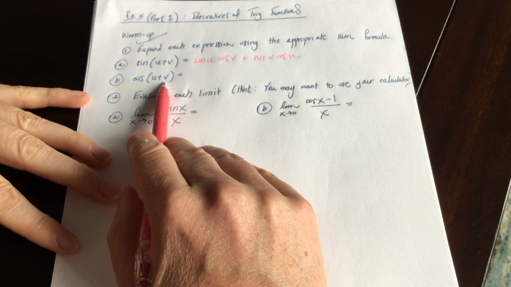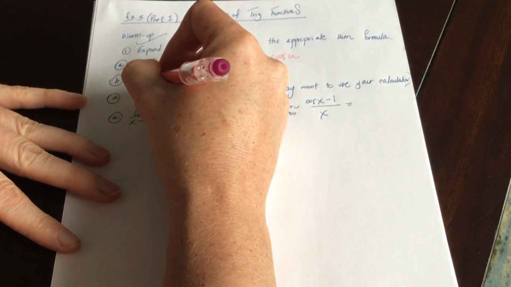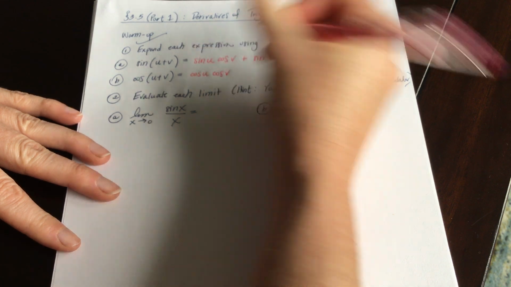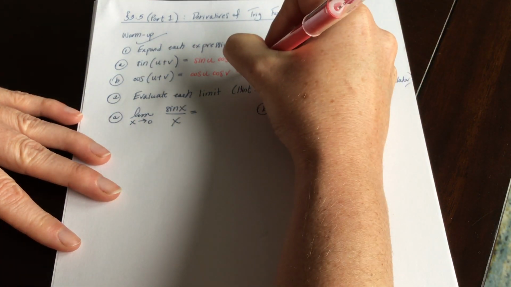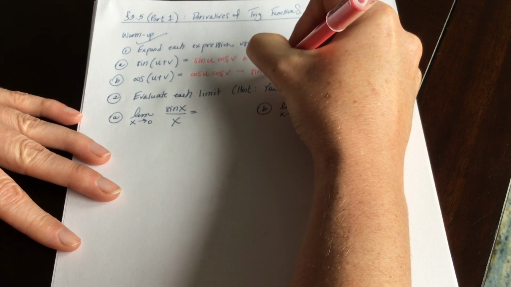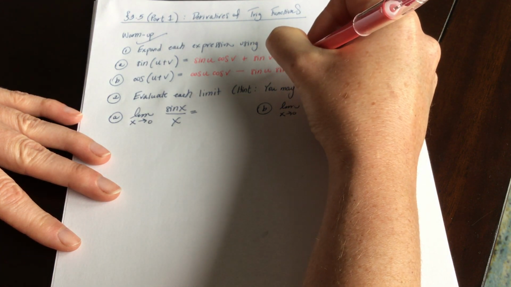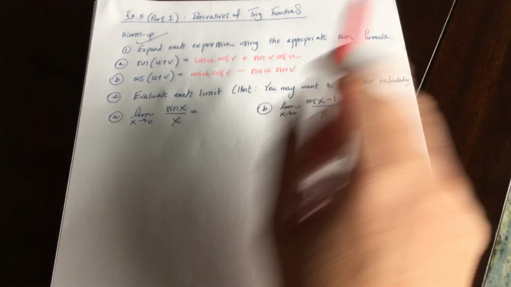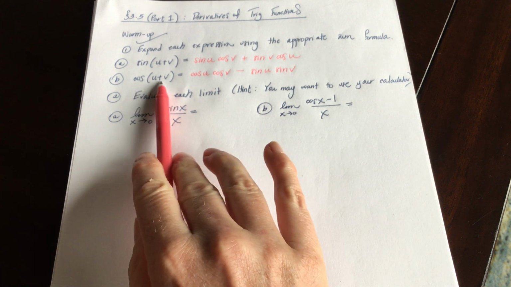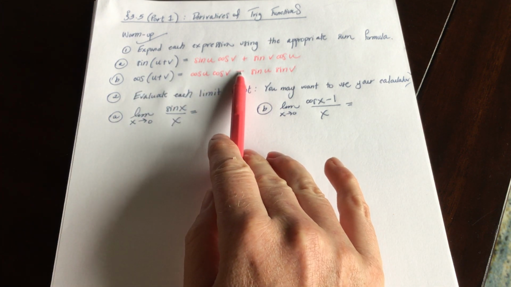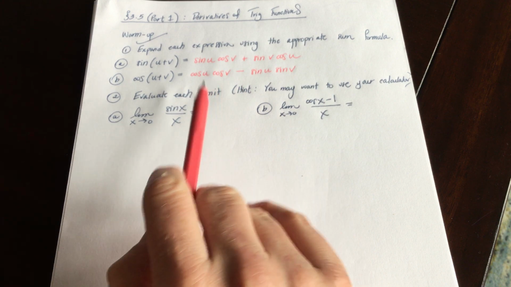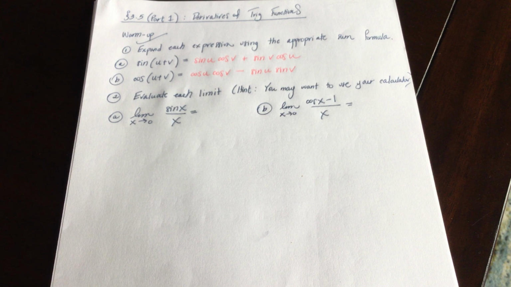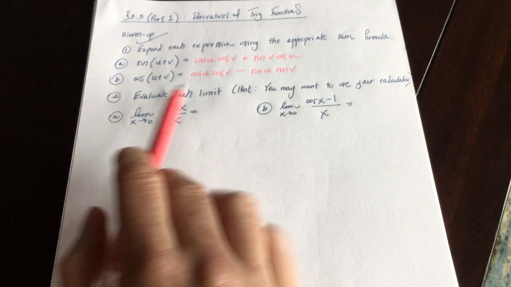Now for the sum formula for cosine, the cosine of the quantity u plus v would be cosine of your first angle times cosine of your second angle minus sine of your first angle times sine of your second angle. So notice that a common mistake for the sum formula for cosine is people want to put a plus there, or all sorts of stuff like that. So just kind of watch out. Now that we've got that taken care of, let's look at evaluating each limit.